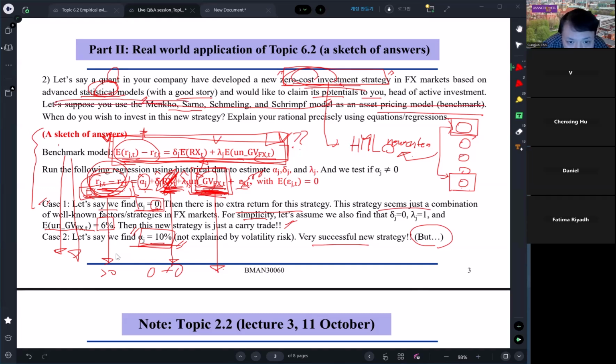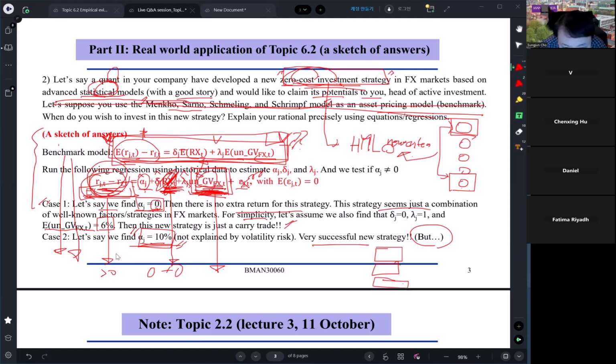I delete this sentence and just ask the same question. Then you have to write your answer by writing down this part. What could be a good benchmark? Then you have to write down several models. You learn in the class, the Carhart model or Fama-French model, or it could be a combination of two factors.